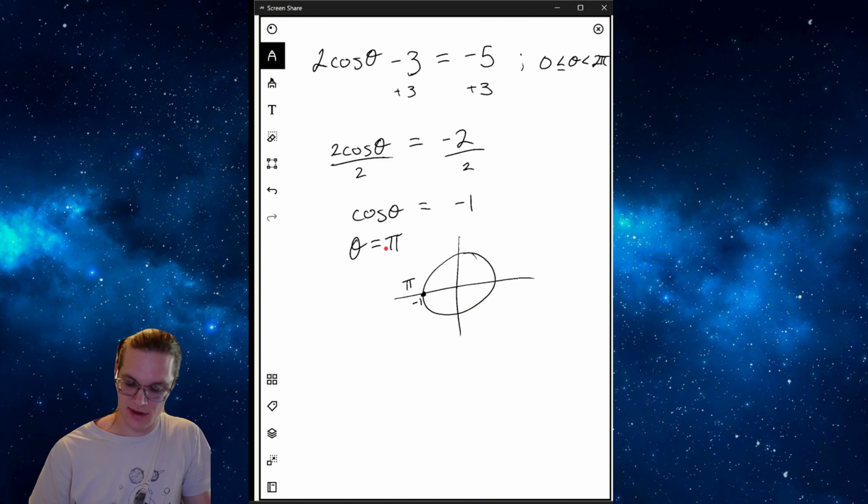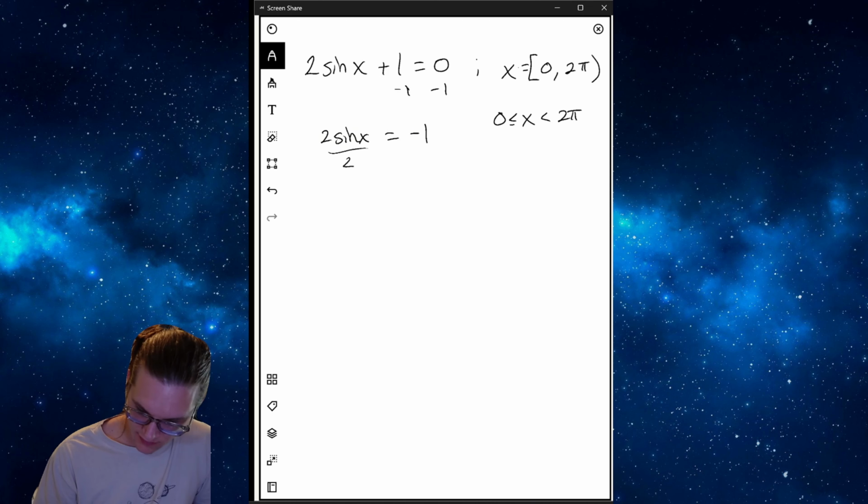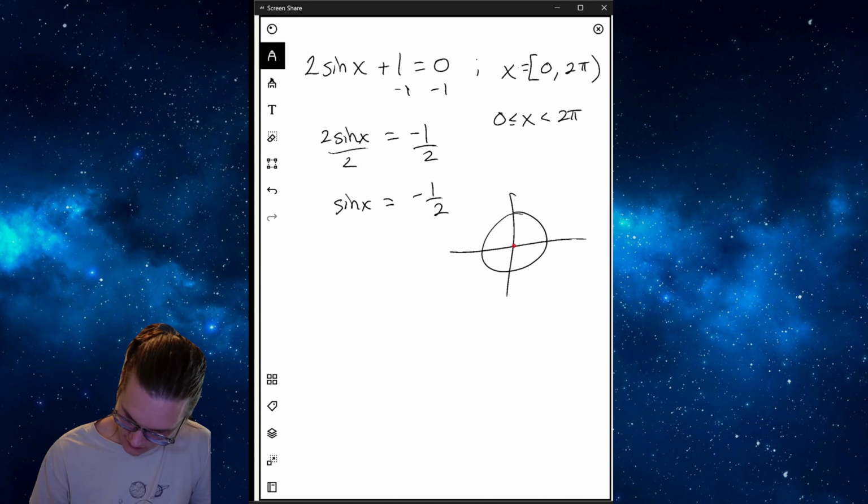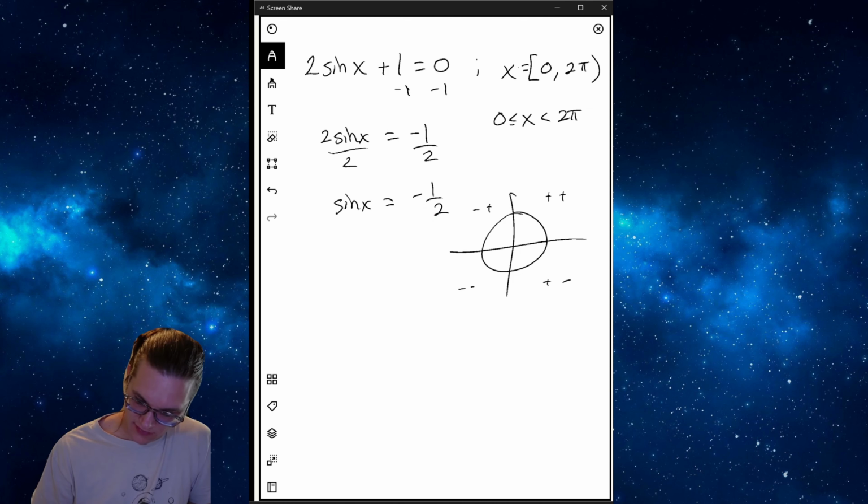And so same thing, we subtract 1 over here. So then we have 2 sine of x is equal to -1. Divide both sides by 2, -1/2. Where is it -1/2? Let's see. I know I have plus plus, minus plus, minus minus, and plus minus. So I'm going to say a negative sine value is going to be down here. And -1/2 is the short height, meaning it's here or here. Does that make sense?